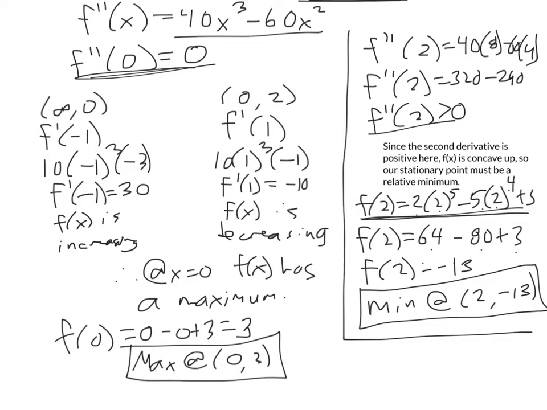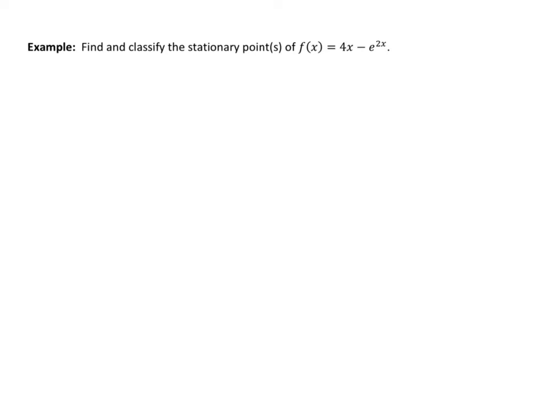We are going to do one more example of using this sort of different method for classifying extrema, and then we'll move on to the second part of the lesson. Okay, so here again, I'd like us to find and classify the stationary points of the function 4x minus e to the 2x. So go ahead and pause the video and use the method we did in the previous one.